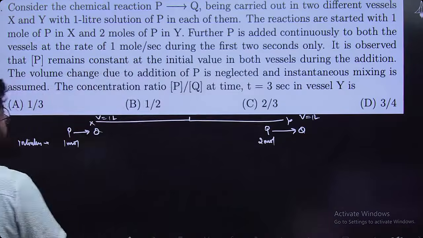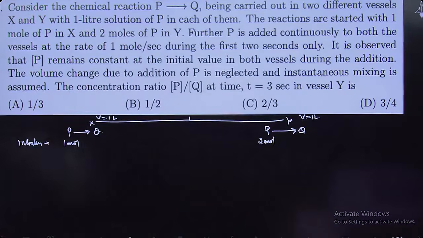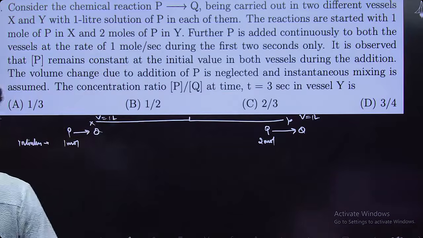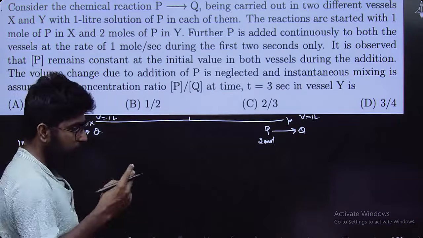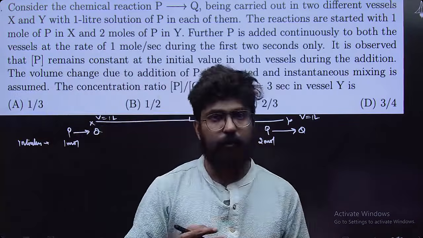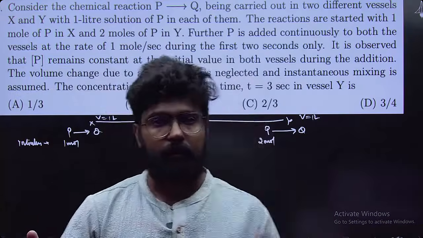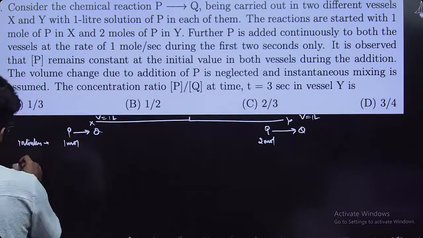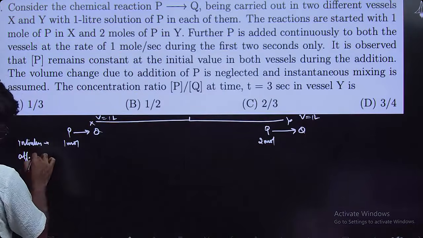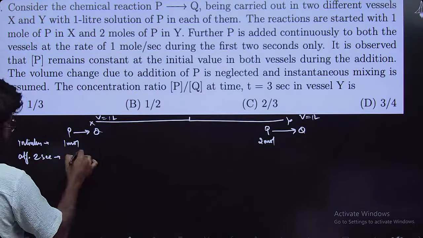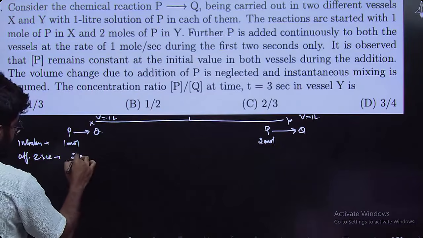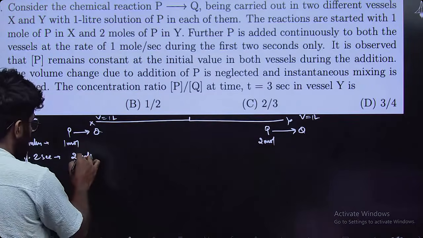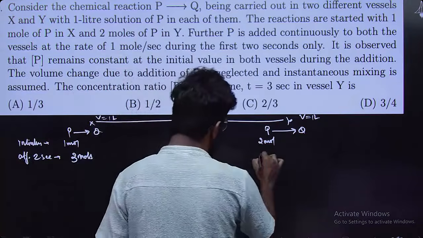Now what you have done further, P is added continuously to both the vessels at the rate of 1 mole per second during the first 2 seconds only. That means for the first 2 seconds you have added 2 moles, right? Because the rate is 1 mole per second, and ultimately after 2 seconds here, you have to get basically 3 moles, because you have additionally added 2 moles, right? And here you will get 4 moles.